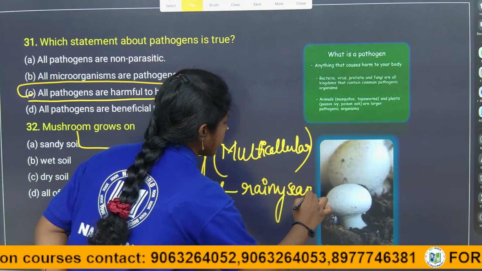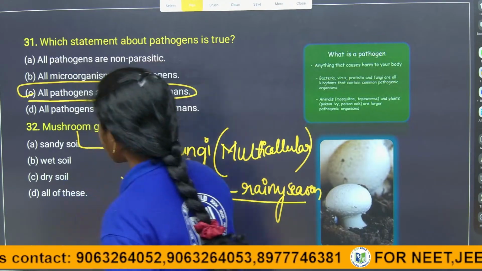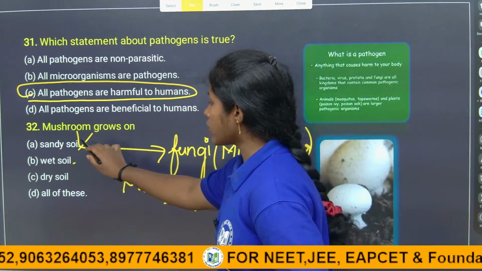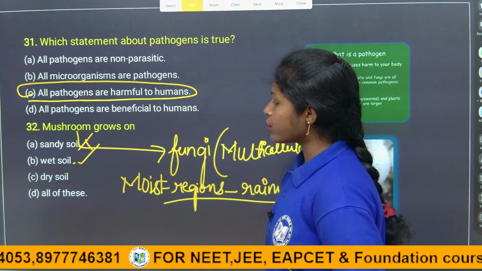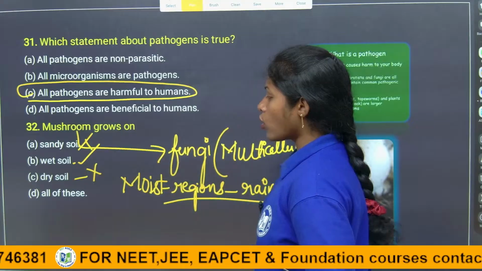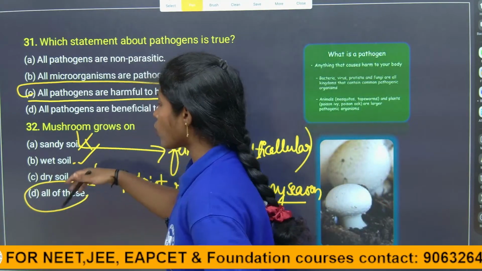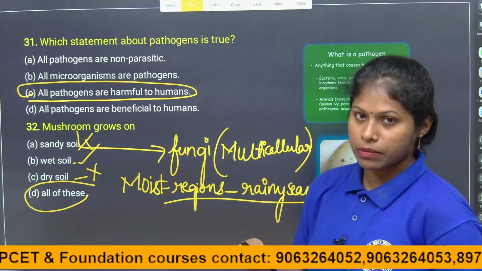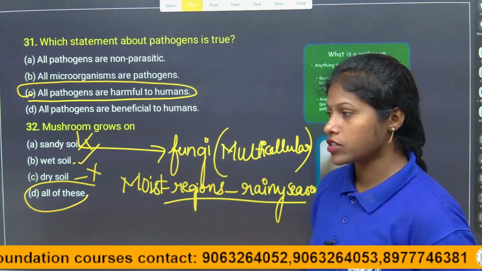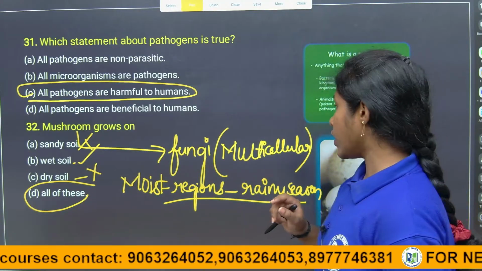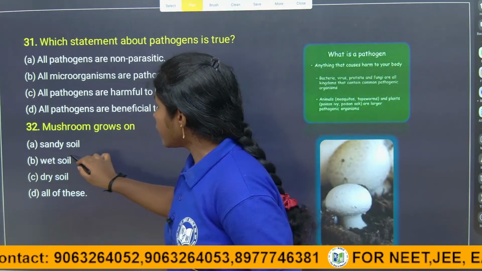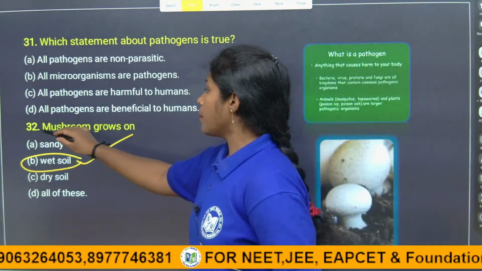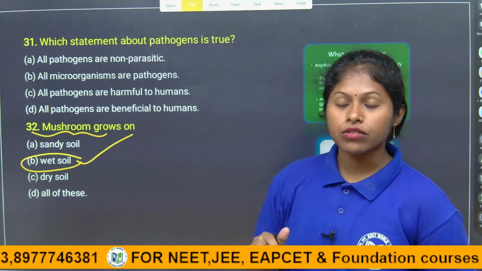Because the wet conditions are more suitable for the growing of fungi. Is it sandy soil? No, that is a wrong answer. Wet soil, of course, is the right answer. See the other options also, dry soil. No, that is a wrong answer. In dry soil and sandy soil, there is mostly no moist condition. If it is sandy soil, a little moist condition may be there, but in dry soil, there is no moist condition. How is it suitable for the growing of fungi? No, right? So for this question, wet soil is the correct answer, because only in wet, moist conditions will most fungi grow.